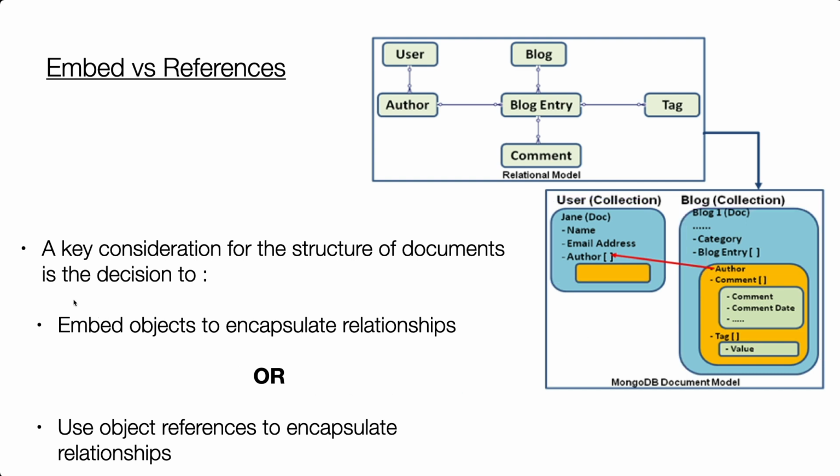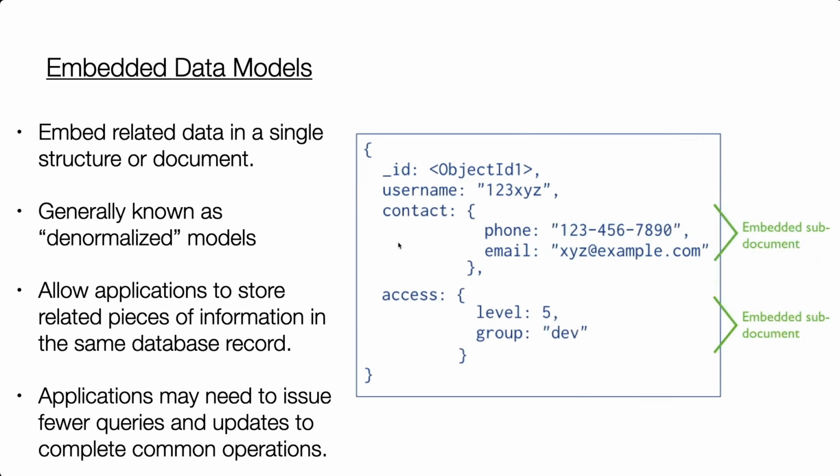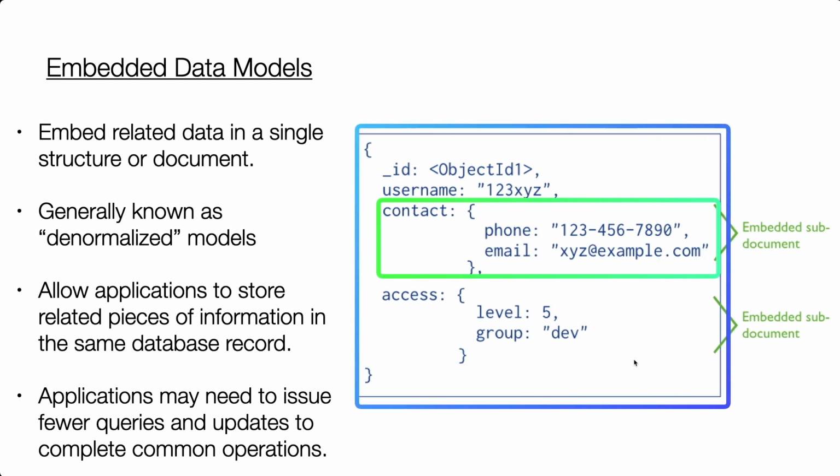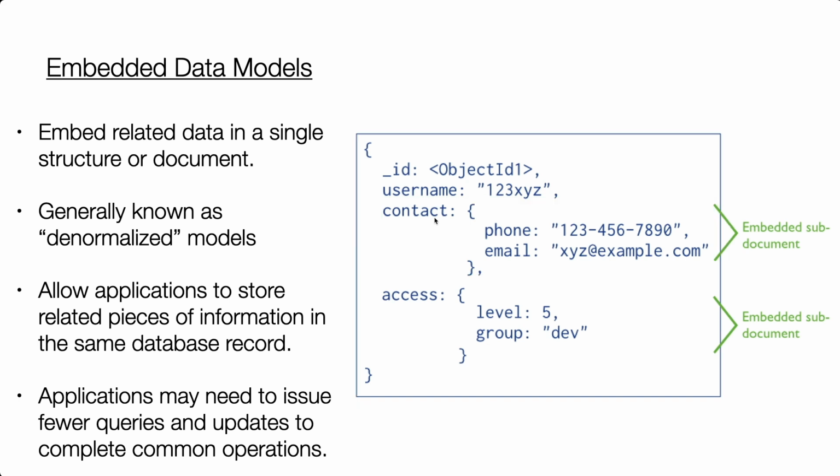In other words, we can choose to embed objects to encapsulate the relationship, or we can use object references. So what does this mean? Well, embedded data models are sometimes called denormalized because we're not separating them out into separate normalized relationships. We're envisaging the embedded object to be contained completely within the container, the owner, if you like. So our contact details are completely encapsulated within this enclosing user object in this instance. So one record, if you like, containing this encapsulation relationship.